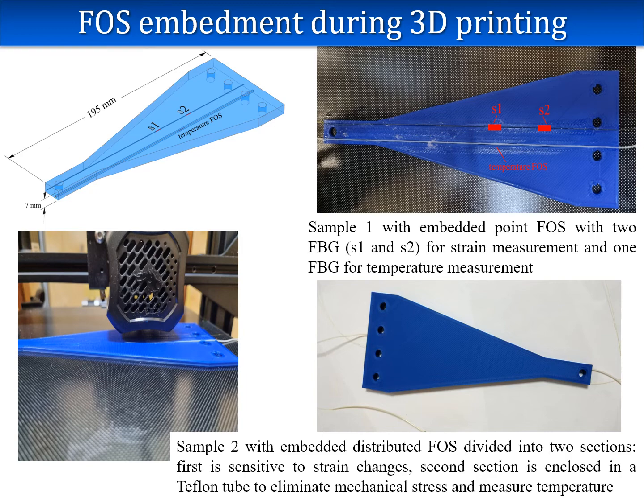As a result, two optical fiber lines were embedded into the first sample: an optical line with polyimide and two Bragg gratings, which were used to measure strains, and the second optical line with one Bragg grating enclosed in a Teflon tube for temperature measurement. For the second sample, a distributed sensor was embedded, divided into two sections. The first section was sensitive to strain changes, and the second section was enclosed in a Teflon tube to eliminate mechanical stress and to measure temperature.